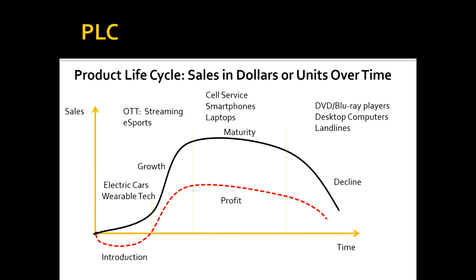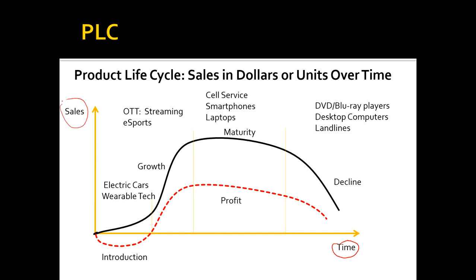It's a graph. On the horizontal axis, that represents time. The vertical axis represents sales of products, similar products, similar brands. And that can be in total dollars or it could be in units. The black line represents the amount of sales in units or dollars for a set of products or brands over time.